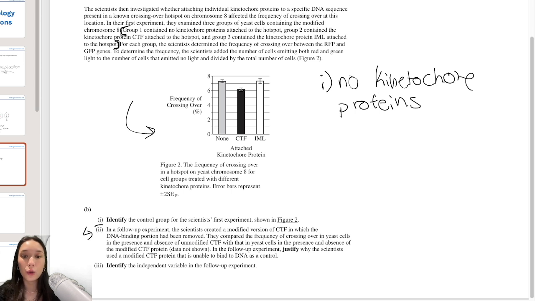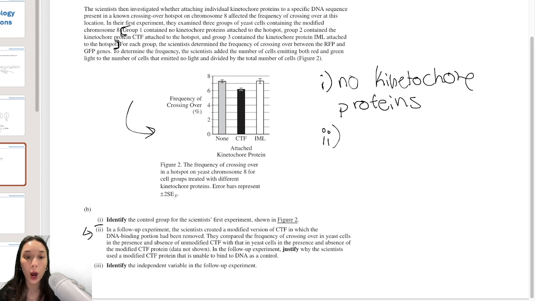If we go to part 2 of B, you have a follow-up experiment, which says, in a follow-up experiment, the scientists created a modified version of CTF in which the DNA binding portion has been removed. They compared the frequency of crossing over in yeast cells in the presence and absence of unmodified CTF with that in yeast cells in the presence and absence of modified CTF. The data isn't shown. In the follow-up experiment, justify why the scientists use a modified CTF protein that is unable to bind to DNA as a control. Okay, so they don't give you any data behind this.